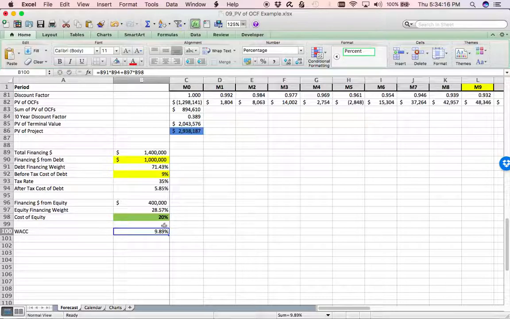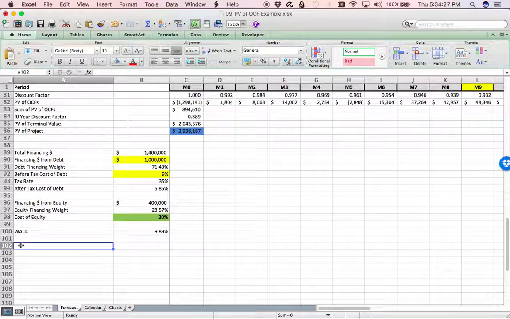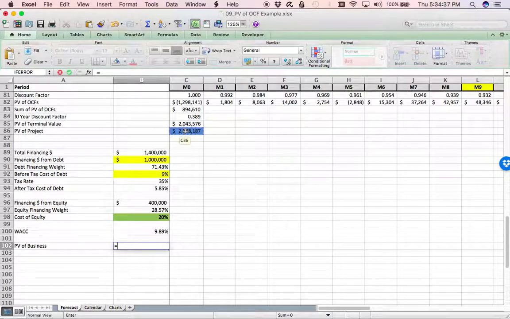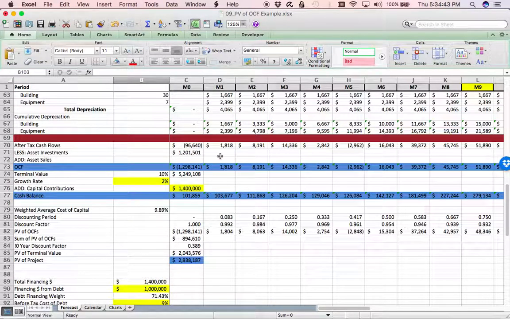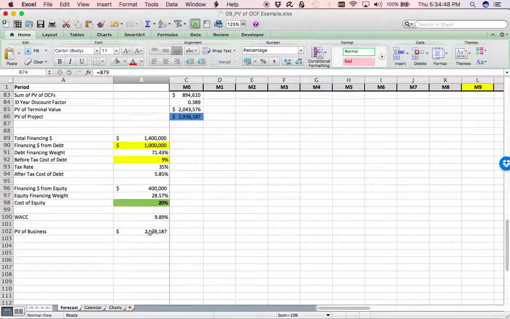So far we've just made these three assumptions and gotten to a WACC. Well, that's not enough for us to get where we want to go. Now what we want to do is say, okay, what's the present value of the business given this WACC? And we've already used the formula to solve for that, so we're just going to go grab that, okay? And I want to make sure, yeah, okay, so all of those are changing, good. So the present value of the business is almost $3 million with that WACC.